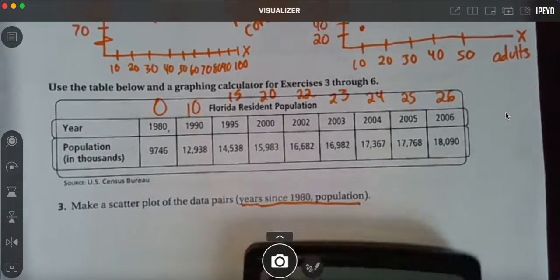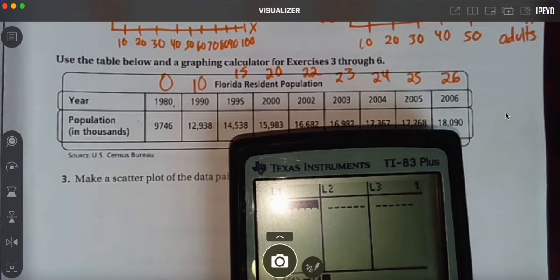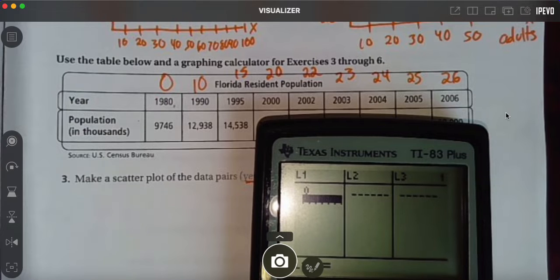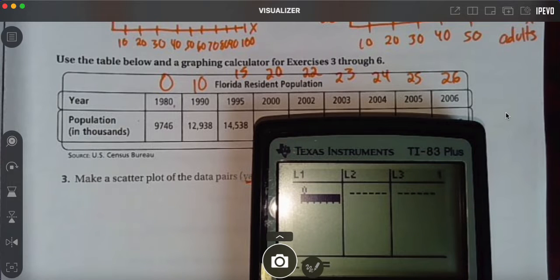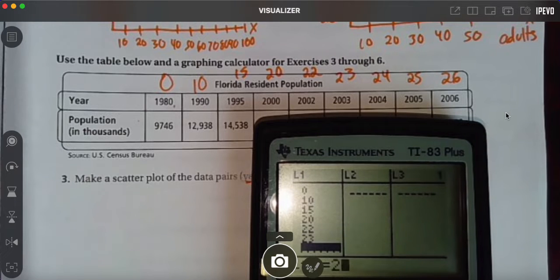So we're going to take a second. In my list 1, I'm going to press 0. How did you get to that? Stat, edit. Stat, and then press enter. There shouldn't be anything in there, right? So you'll press 0, enter. 10, enter. 15. Is everybody getting that? Yeah, you have to press enter each time. You're just entering in each number. So your data is all entered in for your X values.